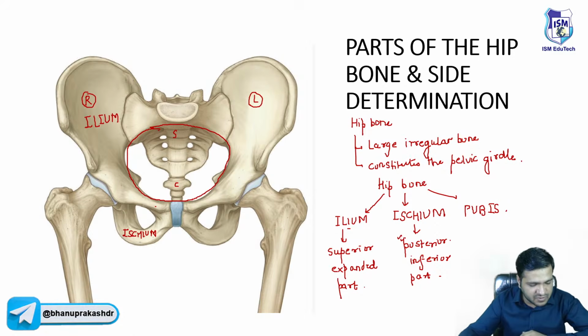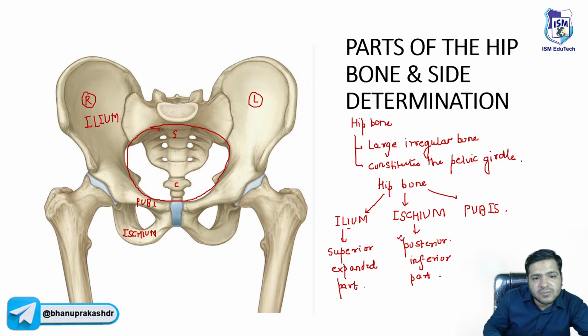It is also called the posterior inferior part. And when we come to the pubis, I have just shown you all the pubis. We have this pubis over here, pubis.